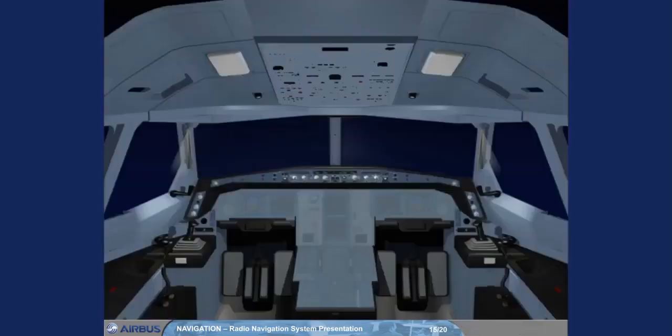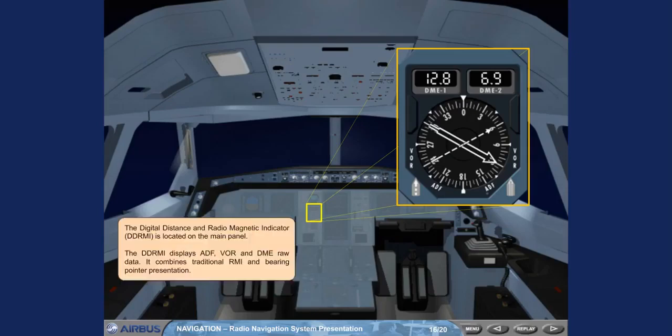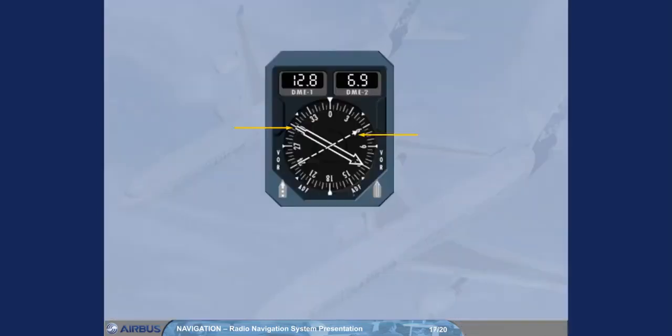The digital distance and radio magnetic indicator, DDRMI, is located on the main panel. The DDRMI displays ADF, VOR, and DME raw data. It combines traditional RMI and bearing pointer presentation. Two bearing pointers are provided, each with a different distinguishable shape. Each can display either VOR or ADF information.